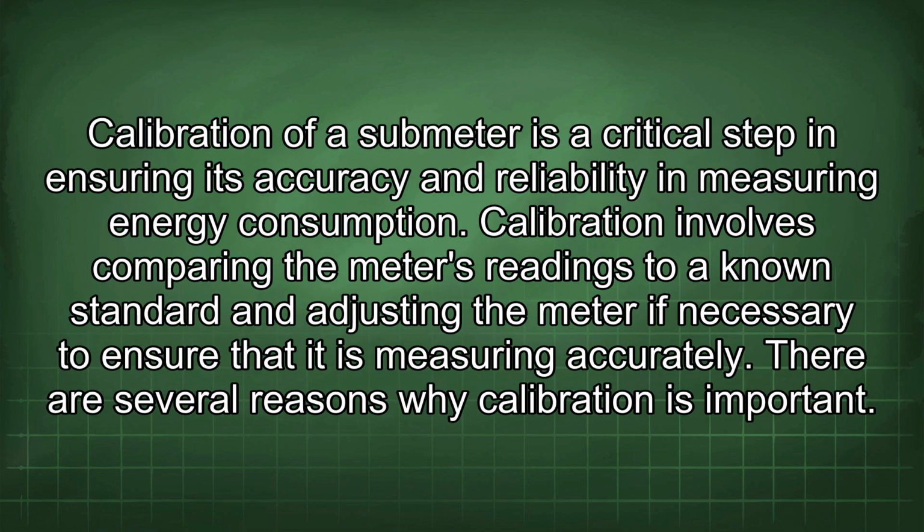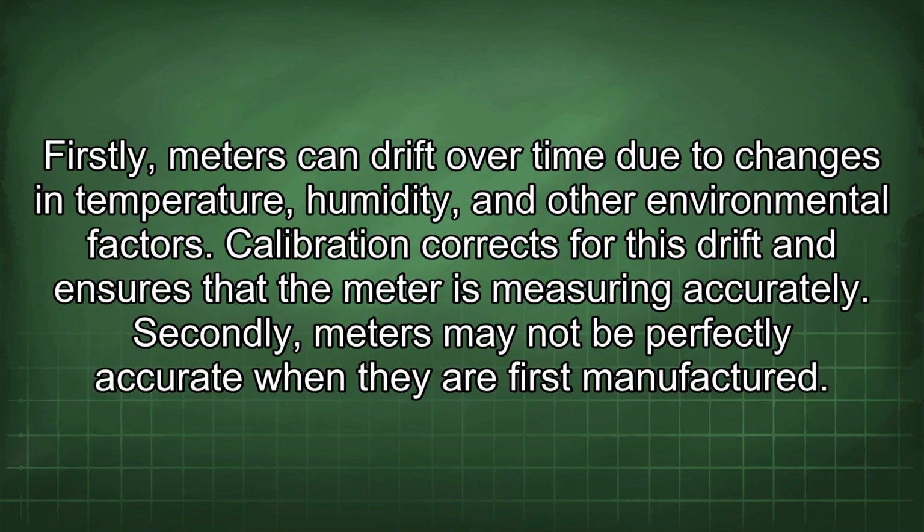Calibration of a submeter is a critical step in ensuring its accuracy and reliability in measuring energy consumption. Calibration involves comparing the meter's readings to a known standard and adjusting the meter if necessary to ensure that it is measuring accurately. There are several reasons why calibration is important. Firstly, meters can drift over time due to changes in temperature, humidity, and other environmental factors.